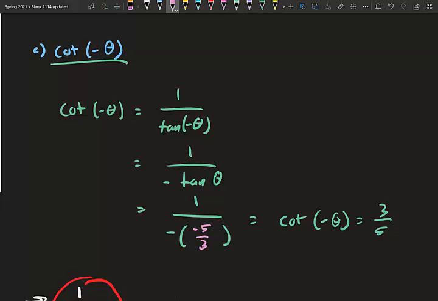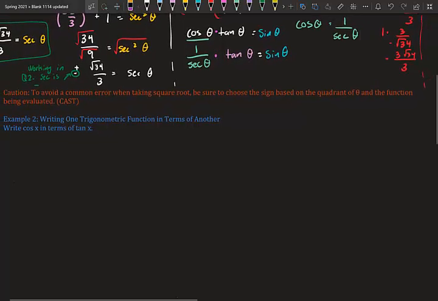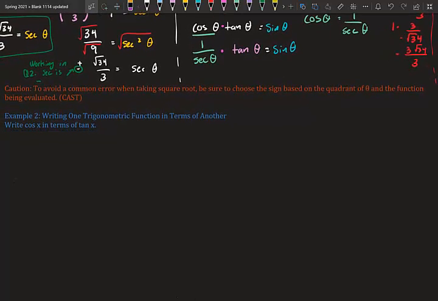So all this is saying is the negative reciprocal to tangent. That's all that is. So we could have just taken tangent, flipped it, and changed the sign. That's all it's saying. Take it, flip it, change the sign. Be careful. A common error when taking square roots, be sure to choose the sign based on the quadrant of theta and the function being evaluated. That's CAST, so don't forget your CAST.